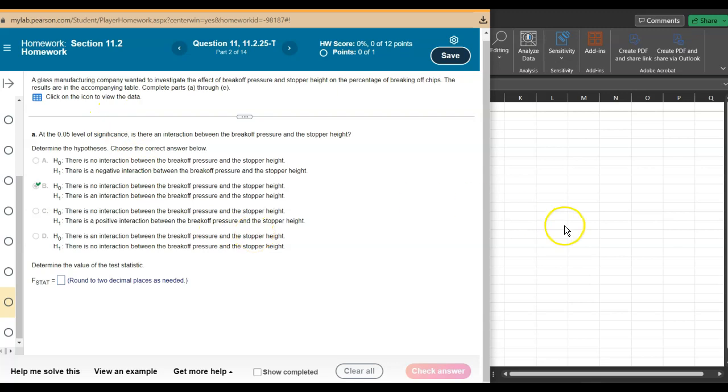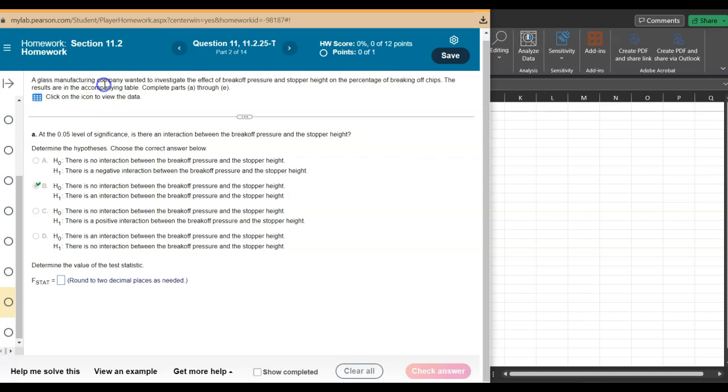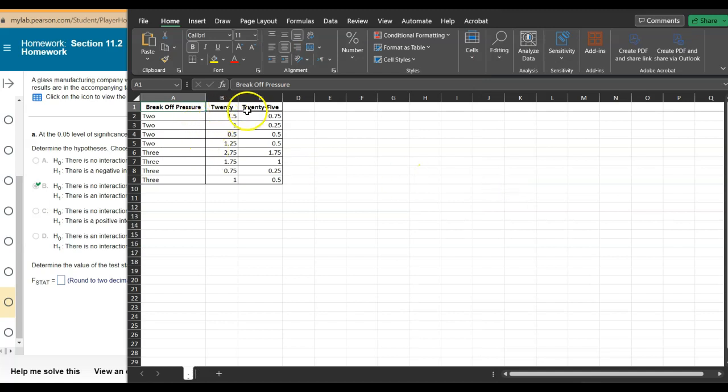I already downloaded the data, and basically the question here, there are two pressures, pressure 2 and pressure 3, breaking points, and we have two heights of the stoppers, stopper heights, and that's going to be 20 and 25. The table is already set up to be used on Excel, so it doesn't need any modification.